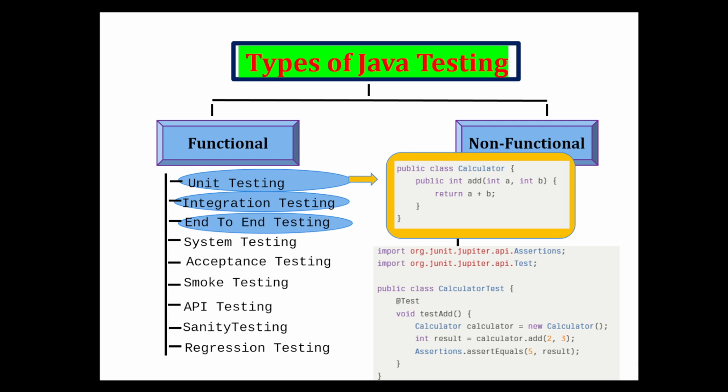So this is an example of a unit test, wherein we have added one add method in a calculator class, and this is the test class for that, covering the add method. We have written one unit test for this add method.